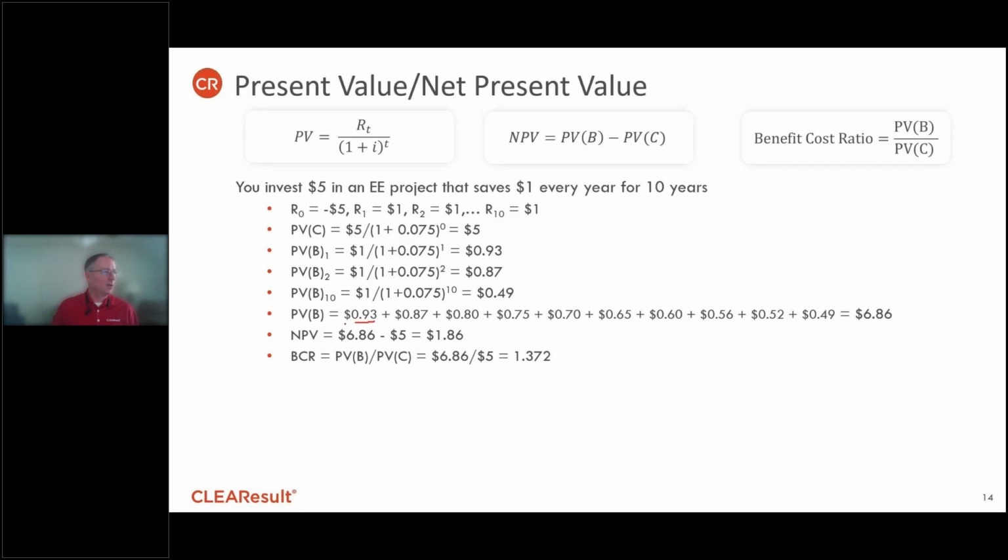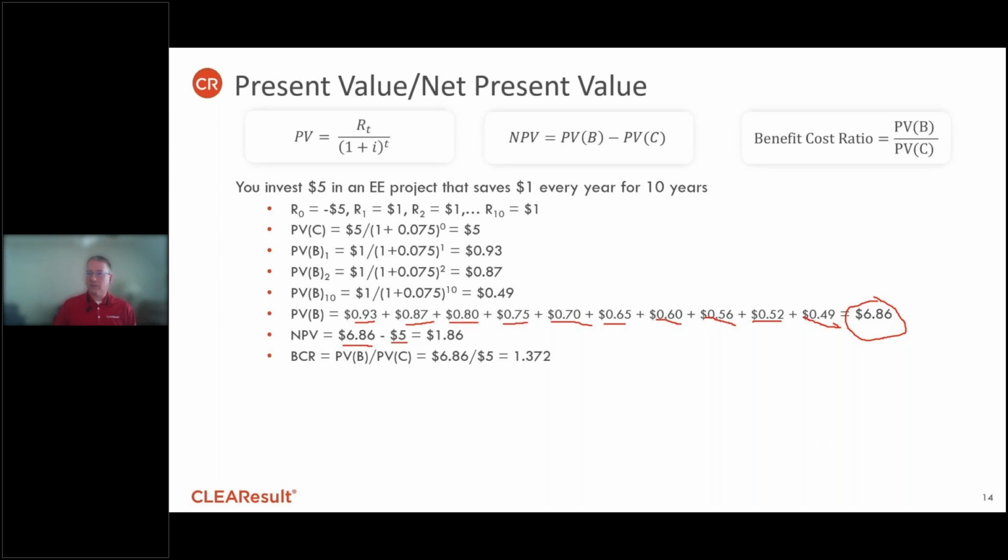This is sort of year 1, 2, 3, 4, 5, 6, 7, 8. All of these are decreasing because our discount rate is 7.5%. And that ends up with a present value of $1 received every year for 10 years at a 7.5% discount rate as $6.86. Plug back into that net present value formula from the middle, 6.86, that's our benefits.